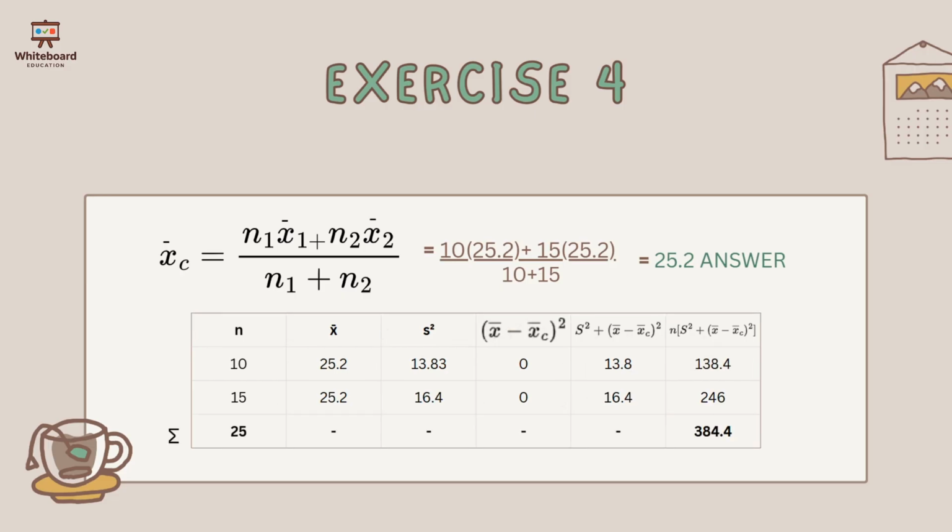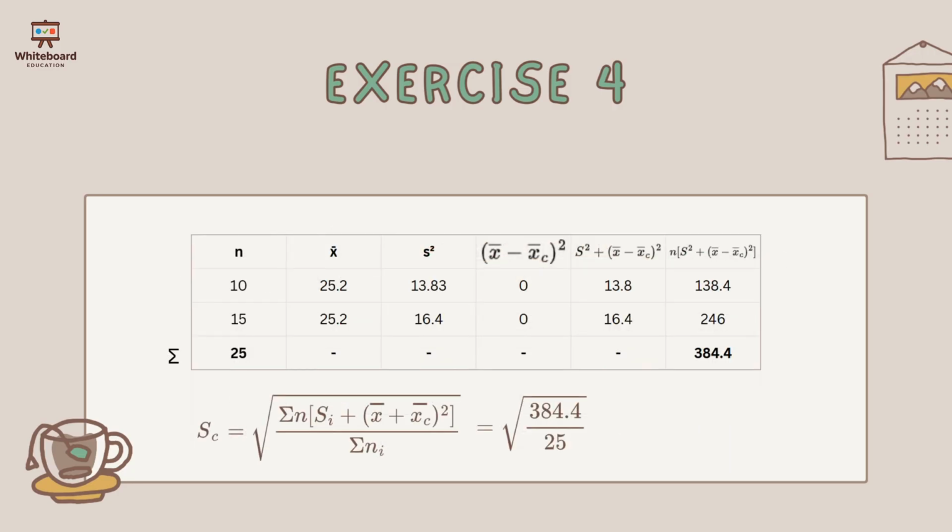Calculate the summation. And here is the formula of combined standard deviation. So be quick and put the values in here, i.e. square root of 384.4 over 25, and finally you'll get the answer 3.92. I hope this was helpful.